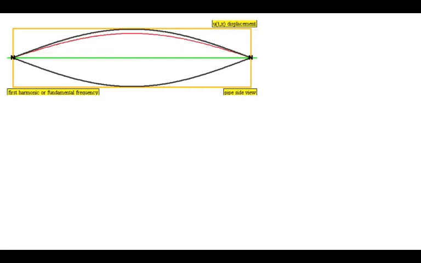So let's talk about this for a second. So a standing wave. Actually, let's hop out.